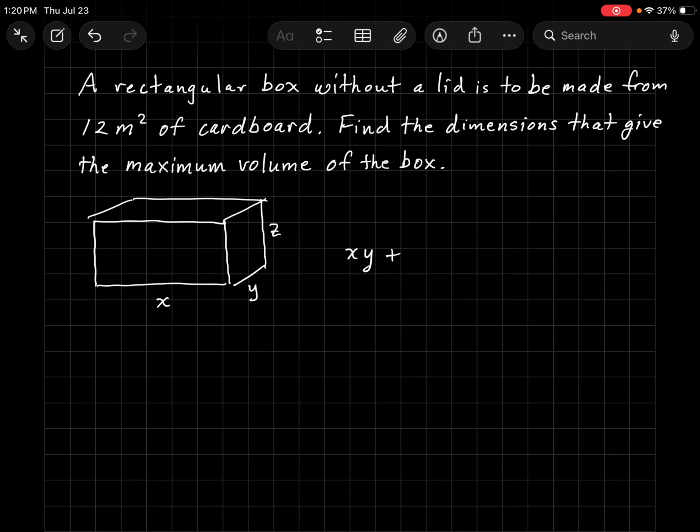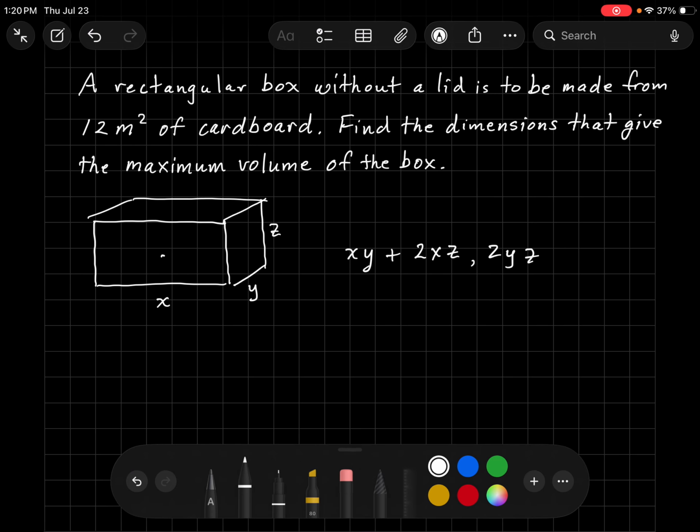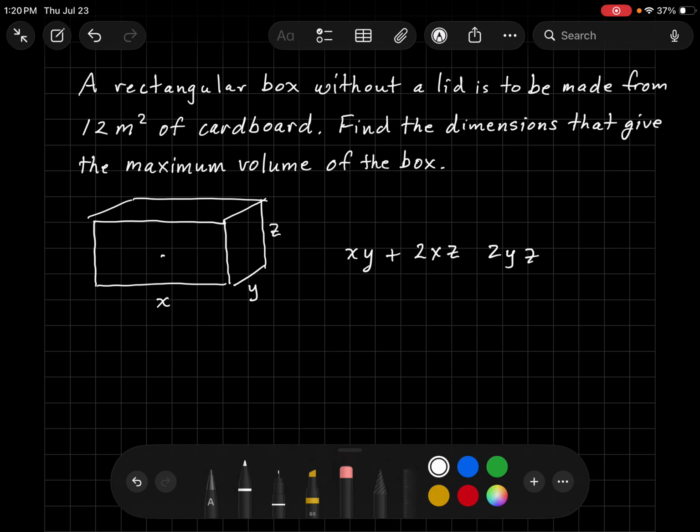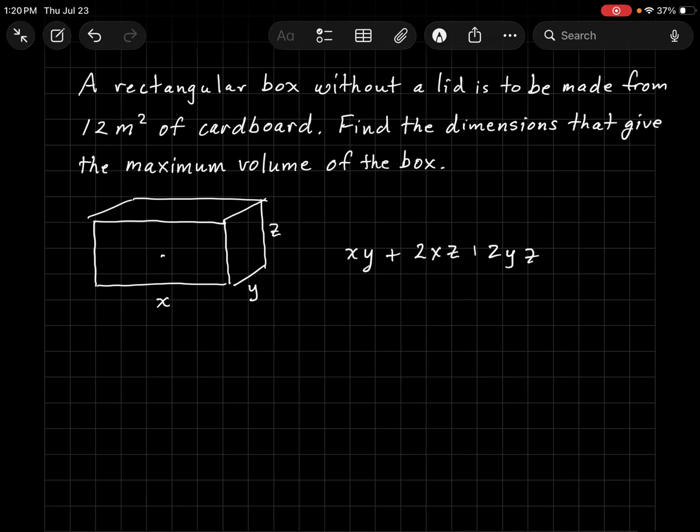But I have two x times z's. That would be this side and the back side. And then we have two y times z's. That is a comma, not a period. Let me fix that really quickly. And this is going to equal 12 because I found the bottom, xy.